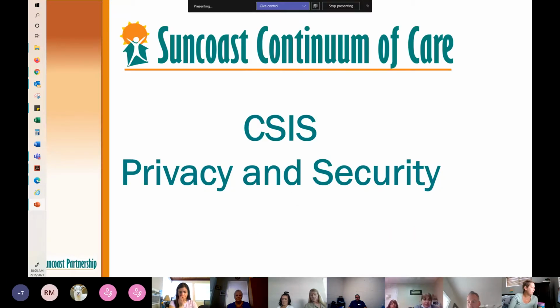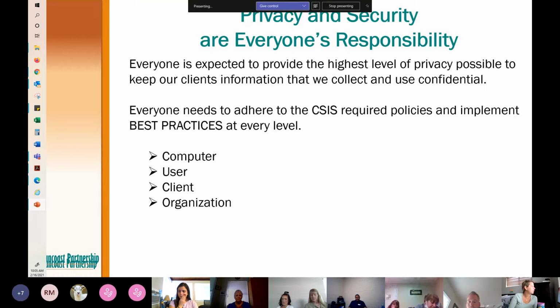So CSIS, privacy and security. Privacy and security are everyone's responsibility. Everyone is expected to provide the highest level of privacy possible to keep the client information that we collect and use confidential. Everyone needs to adhere to the CSIS required policies and implement best practices at every level. That's computer, user, client, and organization.